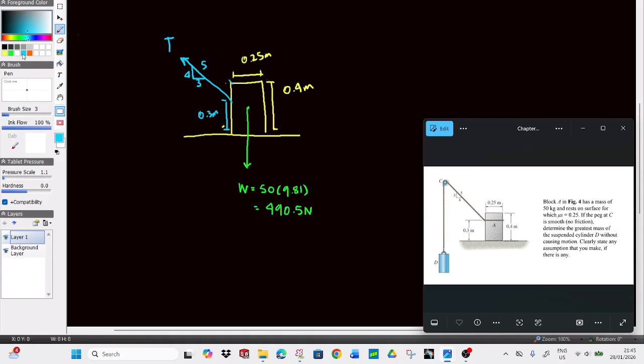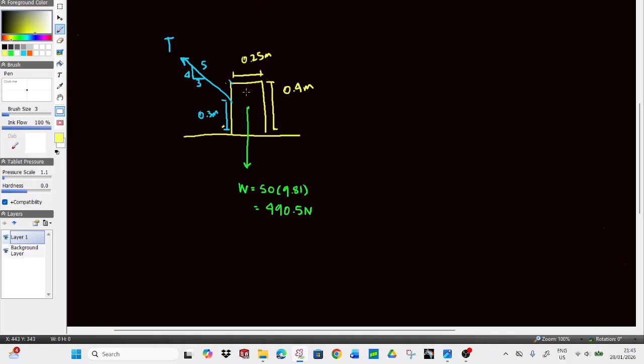Okay, for suspended cylinder D, because this is, I just drew for block A. Yeah, this is actually for block A. For cylinder D, if you draw a free body diagram, the thing is, this is your tension, and here is the weight of cylinder D. So the weight of cylinder D is equal to the tension. It's simply the mass of cylinder D times g. Okay. So it is a free body diagram.